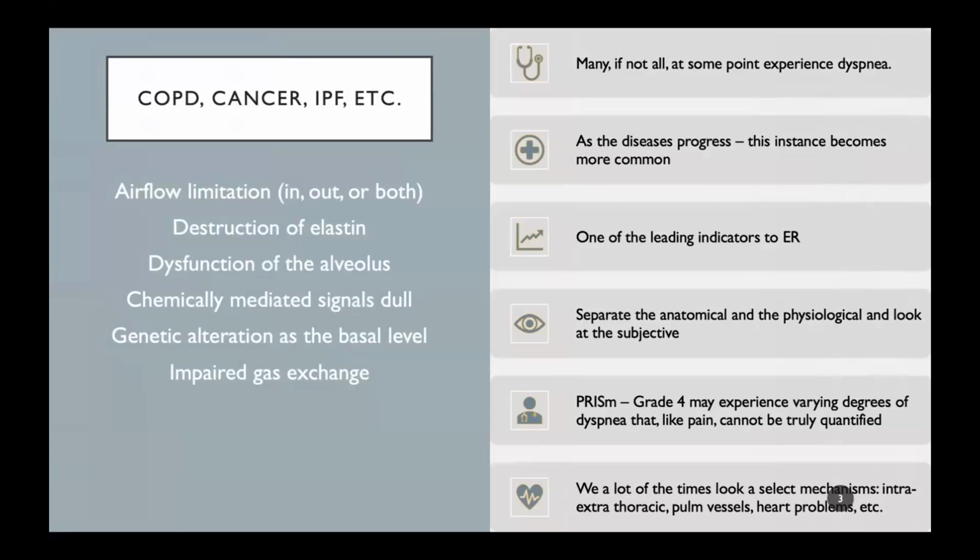Now, when we think of our COPD patients, I want you to think of your pink puffers, okay? Our blue bloaters have a hypoventilation syndrome going on, right? But our pink puffers, no matter what we do, they're just short of breath. We can throw the whole book at them, still short of breath. As the diseases progress, this becomes more and more common. That makes sense, right?